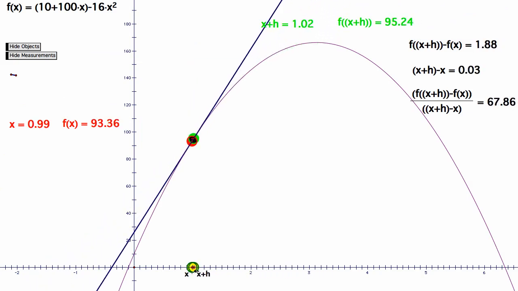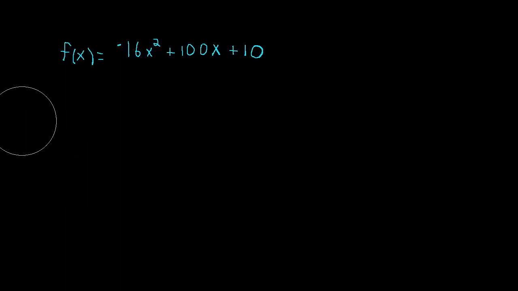Okay, well let's try to confirm with calculus what this geometry is telling us. The geometry is telling us here in this picture that our instantaneous rate of change at 1 is right around 67.97 feet per second. So let's go try to calculate this now. Okay, well how do you do that? Well, we have to use the derivative. And what is the derivative?